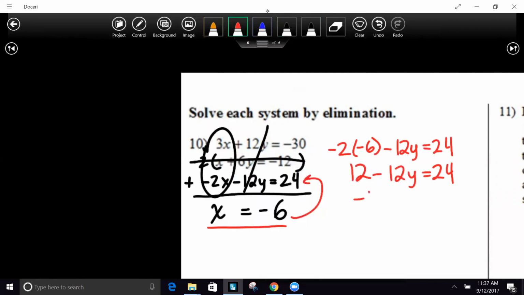Subtracting out 12 from both sides, we are going to get 12. Y is going to be equal to -1. What is my solution?